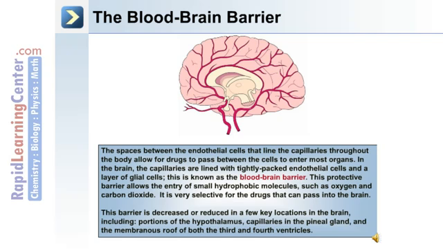This barrier is decreased or reduced in a few key locations in the brain: portions of the hypothalamus, the capillaries of the pineal gland, and the membranous roof of both the third and fourth ventricles.